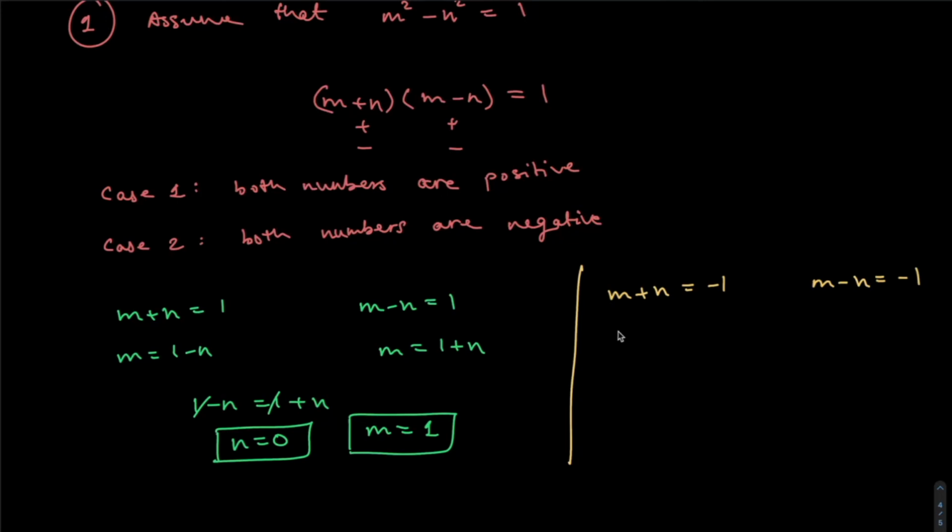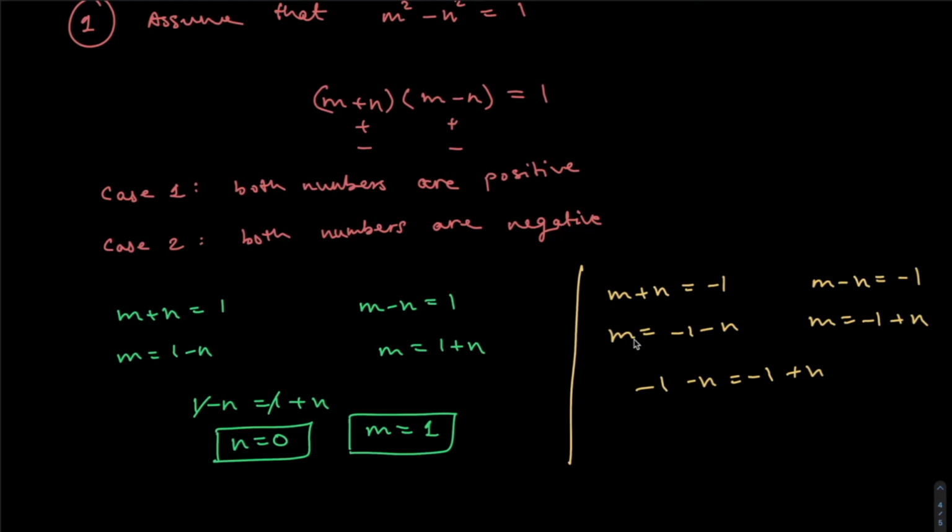All right, you would have m is equal to minus n minus 1, and then you would have here minus 1 plus n, right? And if we equate them, what do we have? Minus 1 plus n. So the minus ones are canceled.